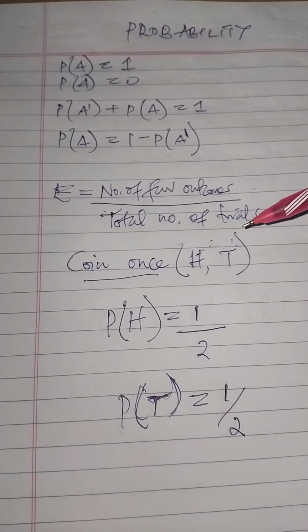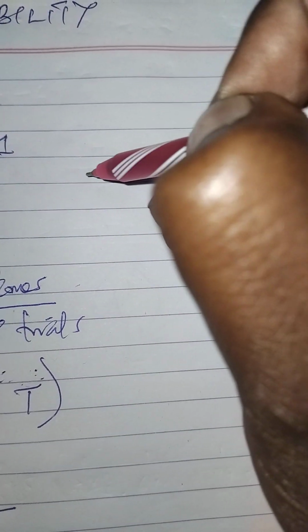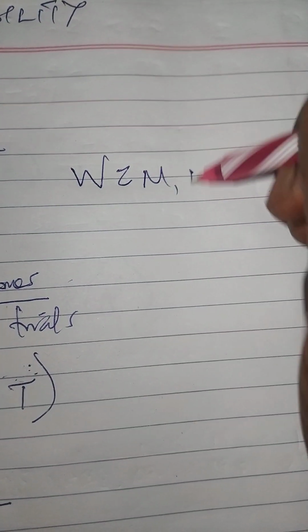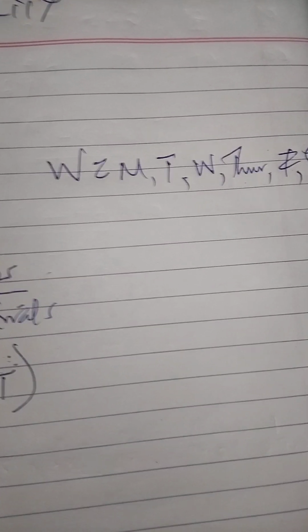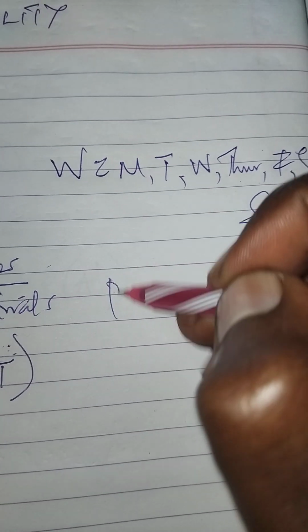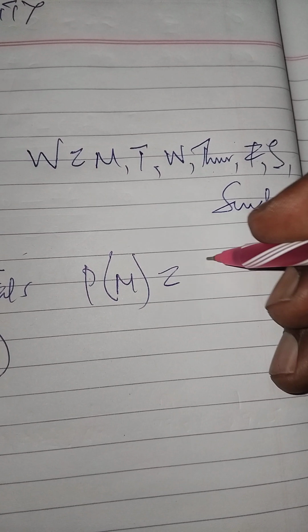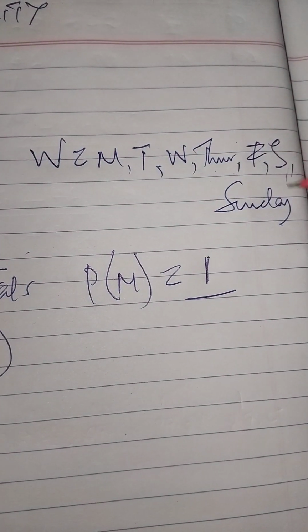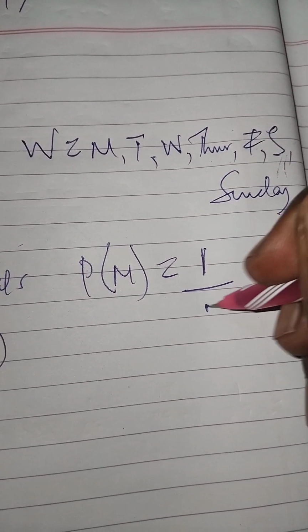Let's say the probability that a day will be Monday. So in a week we have Monday, Tuesday, Wednesday, Thursday, then you have Friday, then you have Saturday, then you have Sunday. So probability that a day will be Monday. What is the favorable outcome here? We only have 1 Monday in a week. Then total number of outcomes or trials, here we have 7 days, so it becomes 1 over 7. So you can try as many examples.